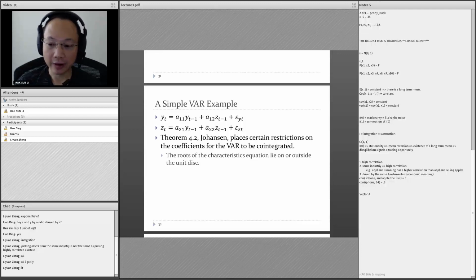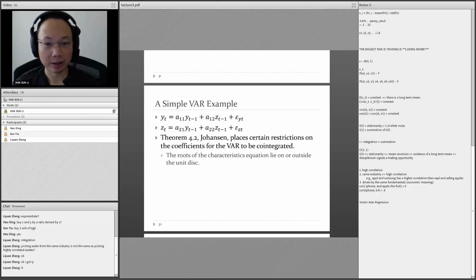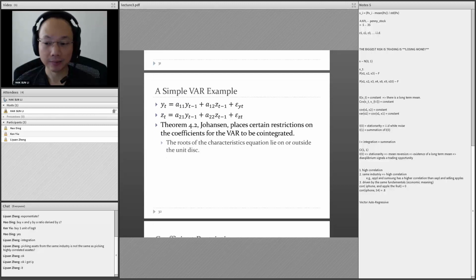Now, vector means what? Vector just means multi-dimensional or multivariable. So it's a multivariable time series. We have two time series, y and z, so it's multivariable. So it's a vector. The vector is yt and zt.